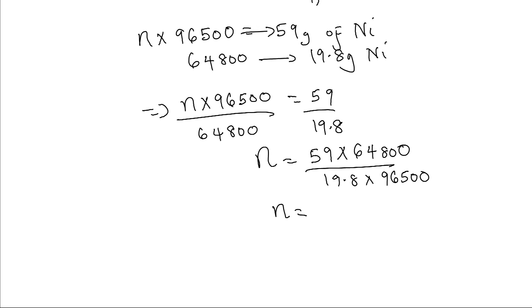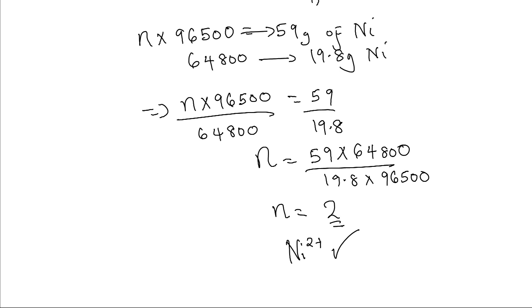So that would give N to be 59 times 64,800 divided by 19.8 times 96,500. That is approximately 2. So the charge in the nickel is 2, because N is 2.